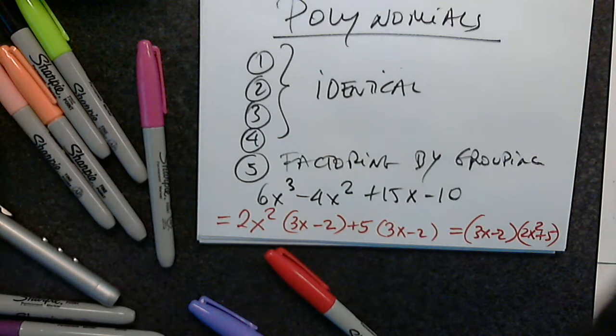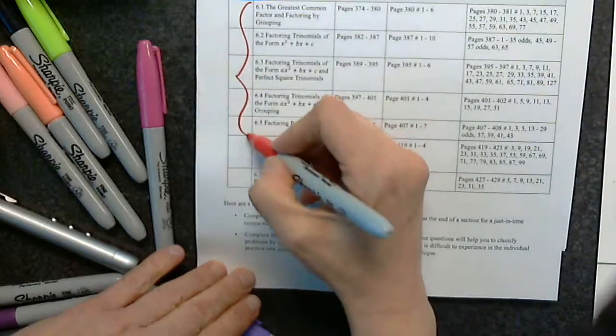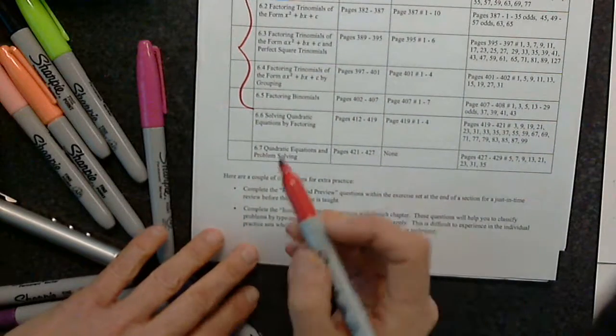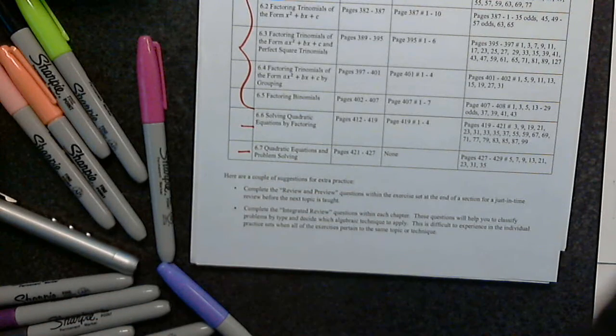Okay. So let me just tell you what we accomplished so far. All these. So we have to look at 6.6 next week and 6.7 next week. And then we can start reviewing for test 4.